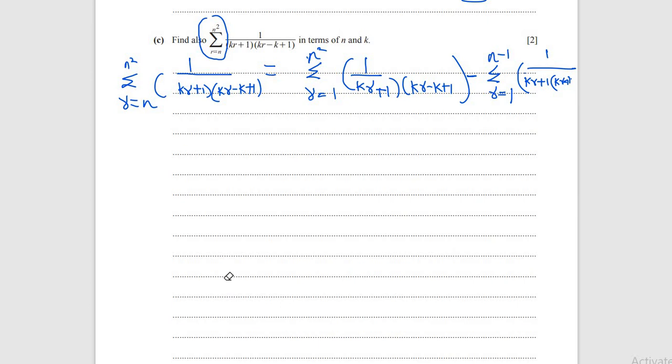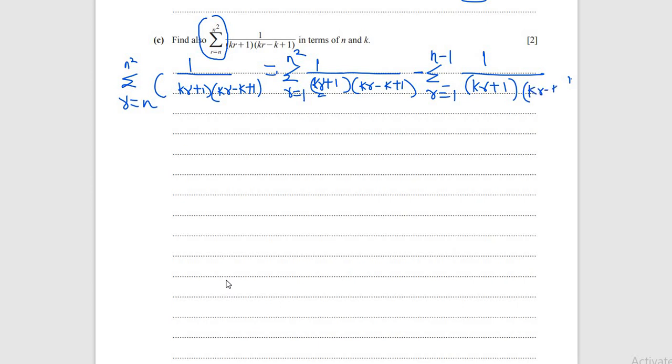Sorry, let me write it fairly. So the function will be the sum from 1 to n squared, minus summation r equal to 1 to n minus 1, of 1 over kr plus 1, kr minus k plus 1.